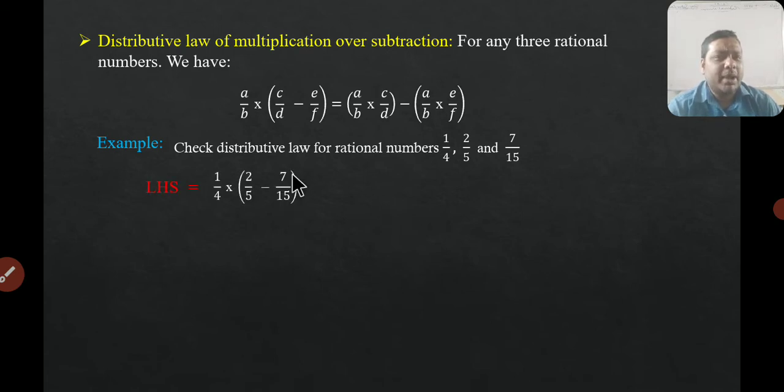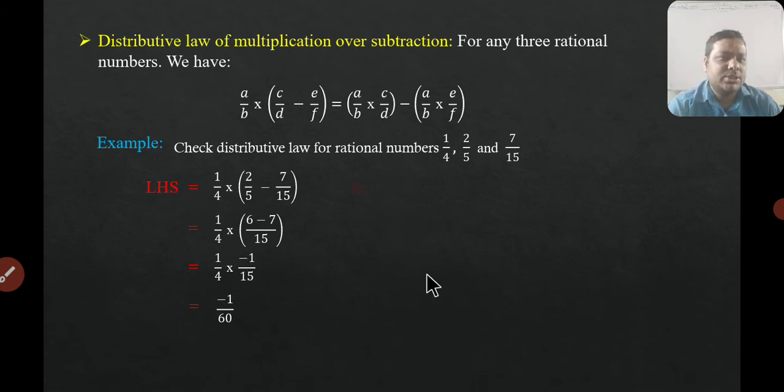Then 2 by 5 minus 7 by 15. Again the LCM of 5 and 15 will be 15. Okay. Then 5 threes are 15, 3 twos are 6, 15 ones are 15, 1 seven is 7. 6 minus 7 is minus 1 by 15. Okay. And outside 1 by 4. So you can see, is anything divisible? No. So 1 into minus 1 will be minus 1 and 4 into 15 will be 60. So minus 1 by 60 is the value of LHS.